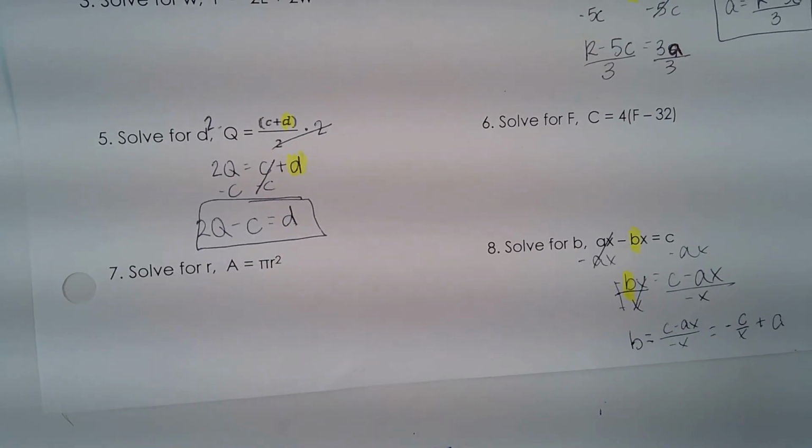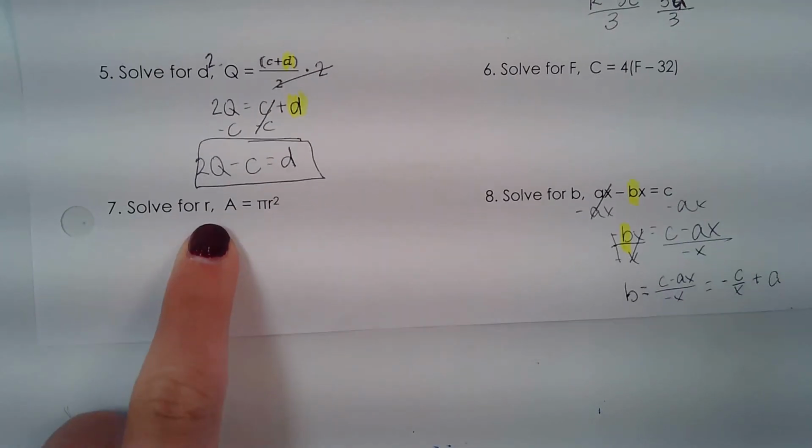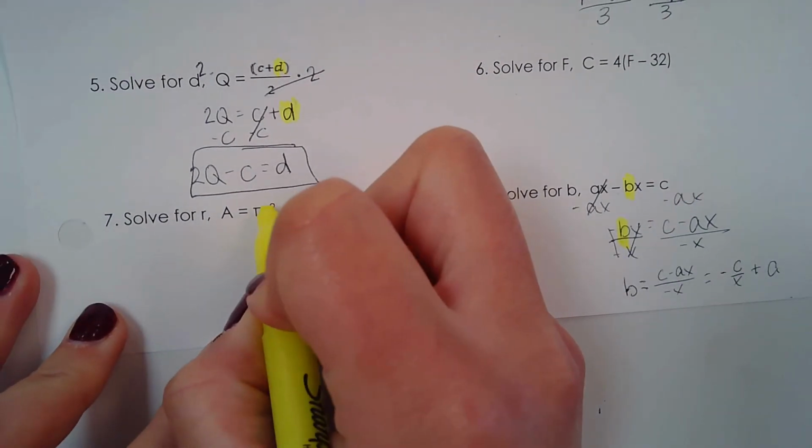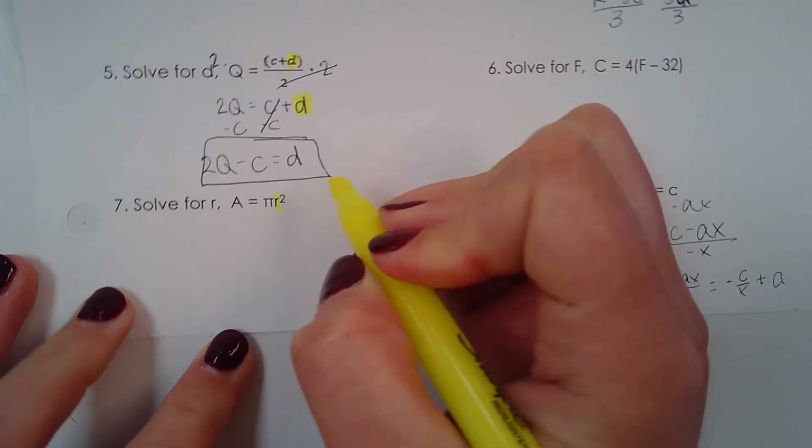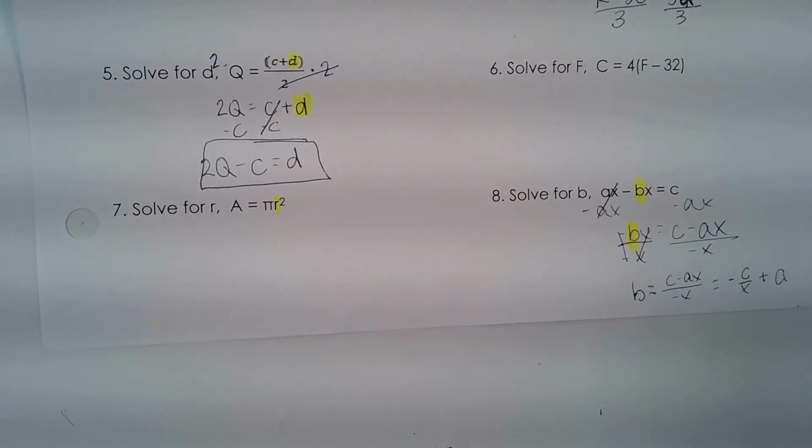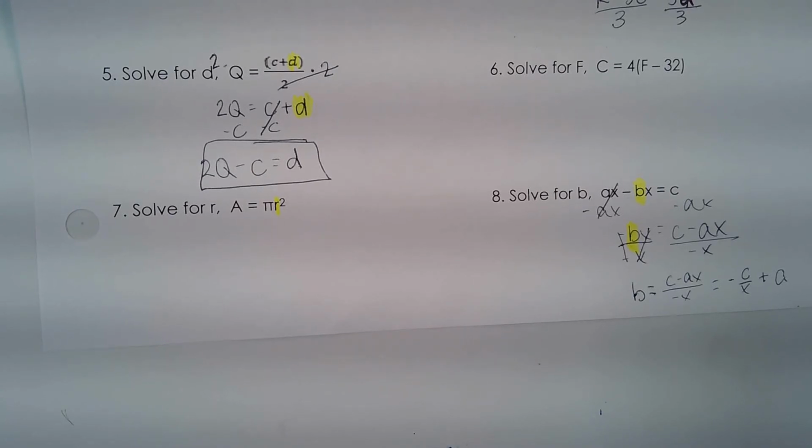So we got a pi going on here. What are we trying to solve for? R. What are they doing to the R? They're raising it to an exponent, twice. You're squaring the R, right? So 3.14 squared. We're gonna have to come back to that in just a moment.